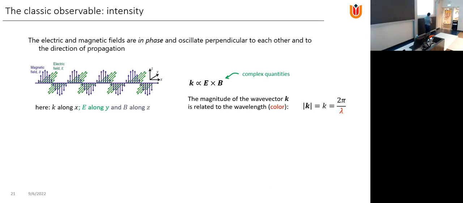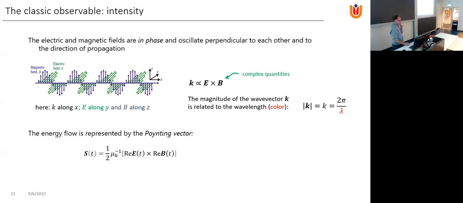And we can write it as the outer product of the electric field and the magnetic field. Maybe you remember the right-hand rule, that if you have the outer product of two vectors, you make a turn and then you get the direction that is perpendicular to both. This wave vector gives you the direction of the field. It has a magnitude, which is again the wave number. So now we're finally getting to the observable.